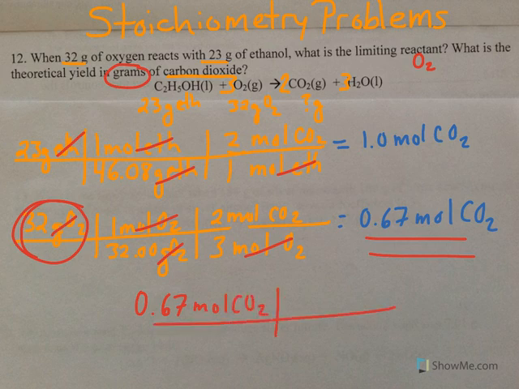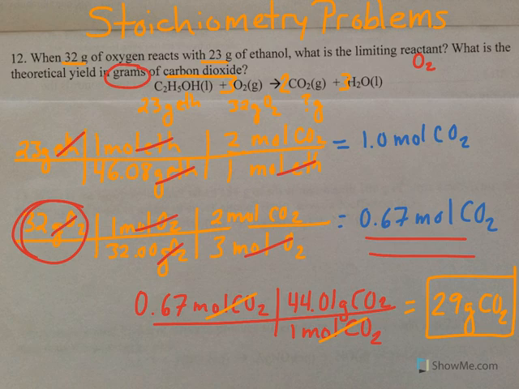We use the periodic table to find the mass of 1 mole of CO2 and find it to be 44.01 grams. The units here will cancel, and we'll be left with 29 grams of carbon dioxide. So that is what the theoretical yield of carbon dioxide would be.